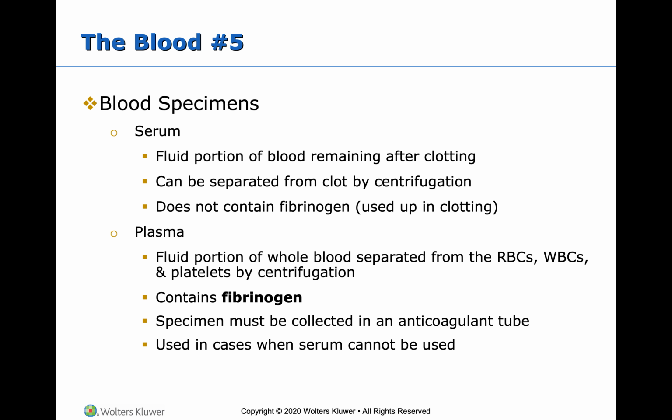With plasma, we use an anticoagulant. So usually this is our PST or plasma separator tube, but you're also going to get plasma in any tube that contains an anticoagulant that you spin down, okay? So if you were to spin down a lavender top tube, which we normally don't do because we want to look at the whole blood, but if you were to spin down a lavender top tube, you would have plasma remaining because there's an anticoagulant in it that prevents the clotting process, so the fibrinogen is not used up.